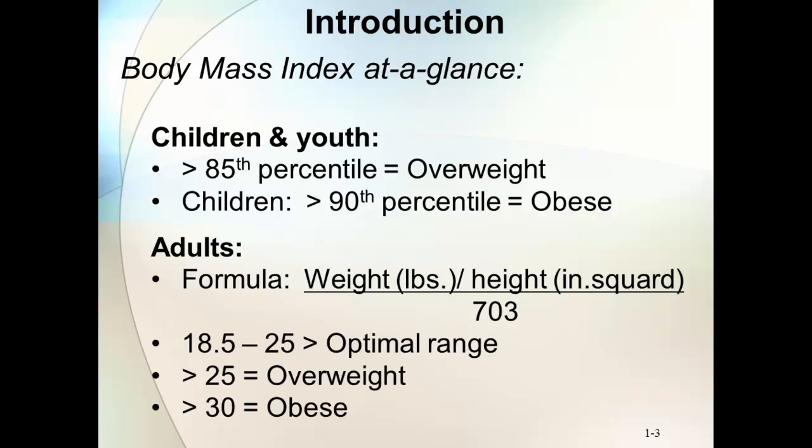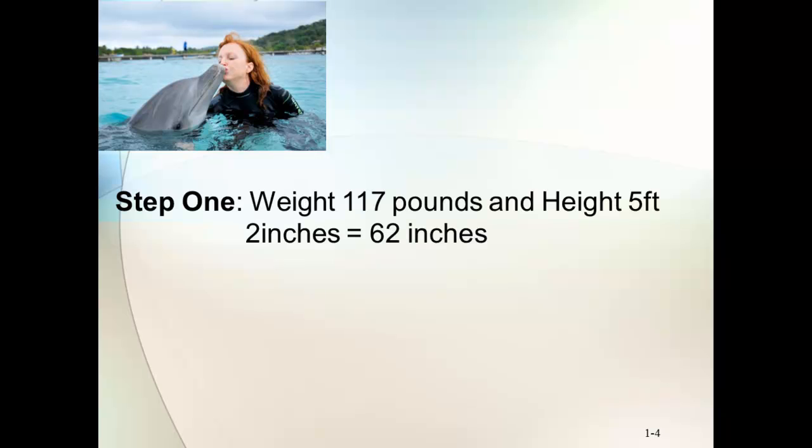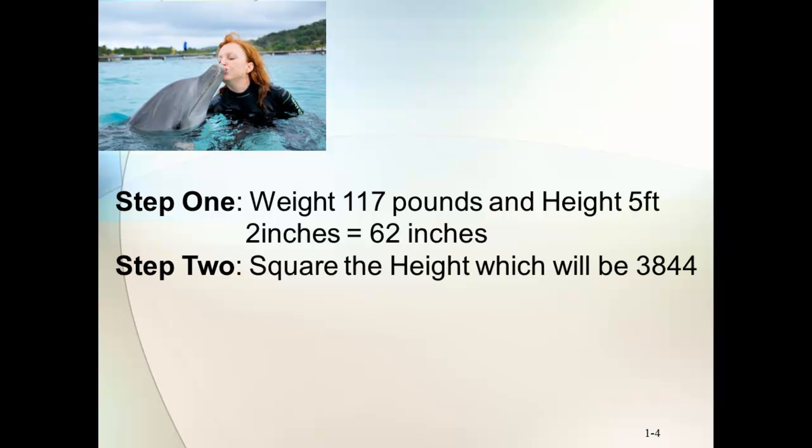And here is the formula for adults, and we can look at the range. 18 to 25, greater than 25 is considered overweight, greater than 30 is considered obese. Now, I'm going to calculate my BMI, all right? First of all, I weigh 117 pounds and I am 5'2", which is 62 inches. So first I'm going to square my height. So if I squared 62 inches, it would be 3,844.